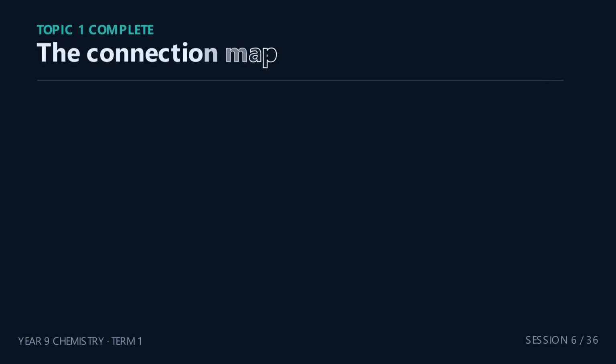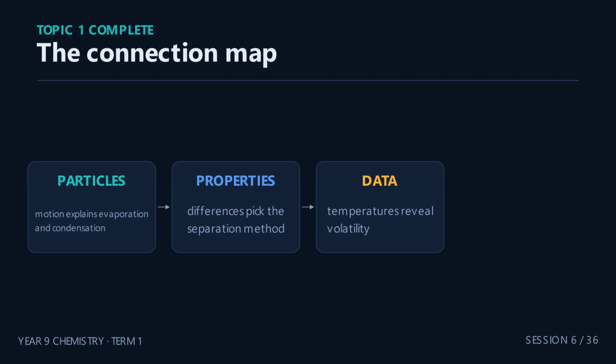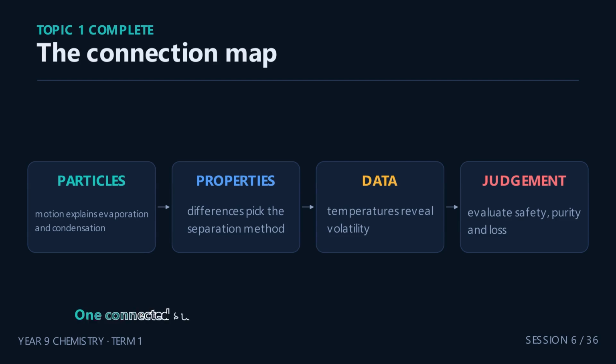Before we finish, connect the whole of Topic 1. Particle motion explains evaporation and condensation. Physical properties determine which separation method to choose. Temperature data support decisions about volatility, and practical evaluation checks safety, purity, and loss of product. 4 ideas, 1 connected story, from particles to properties to methods to judgment.